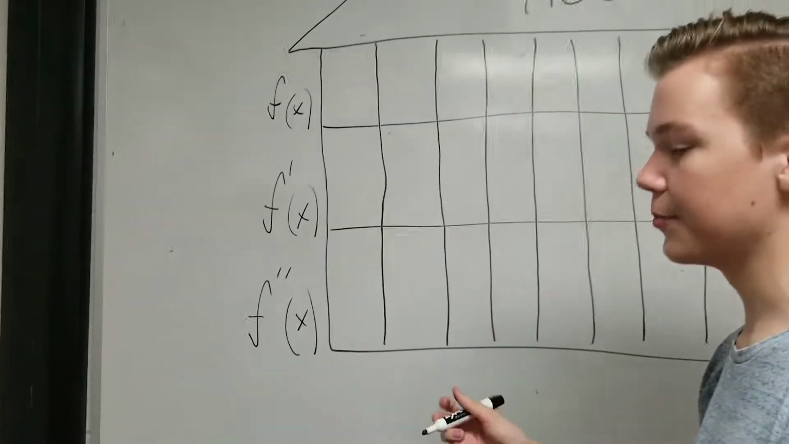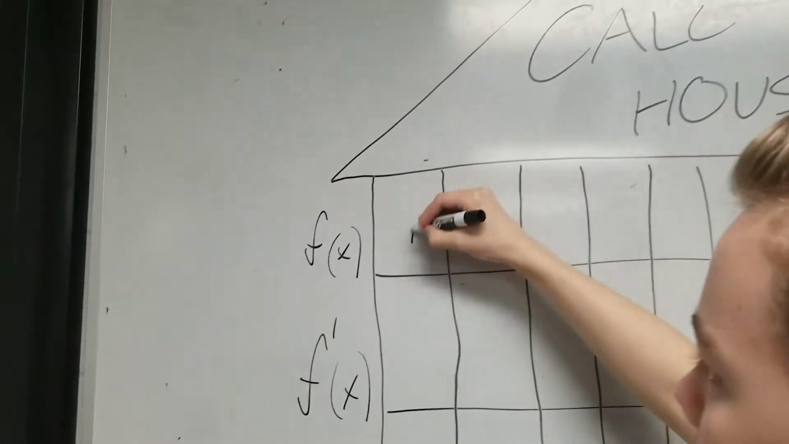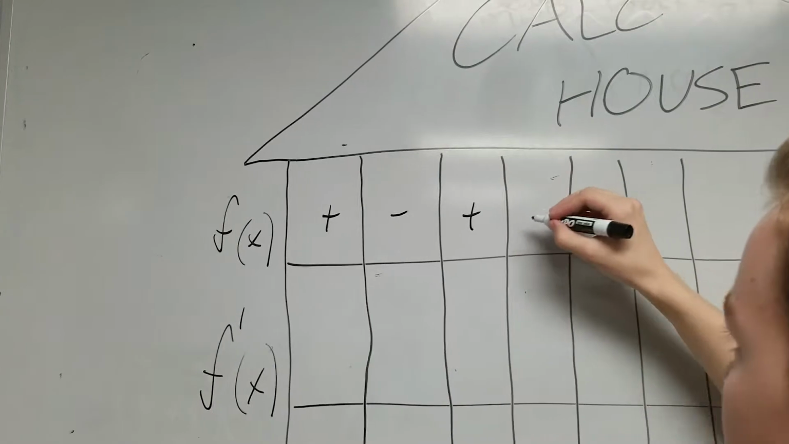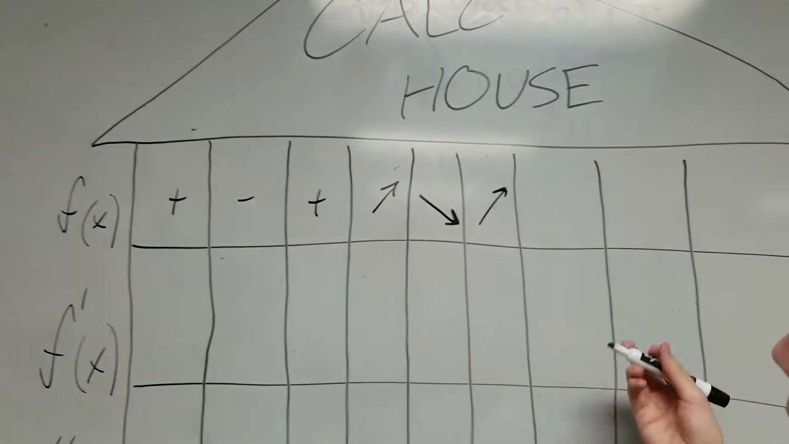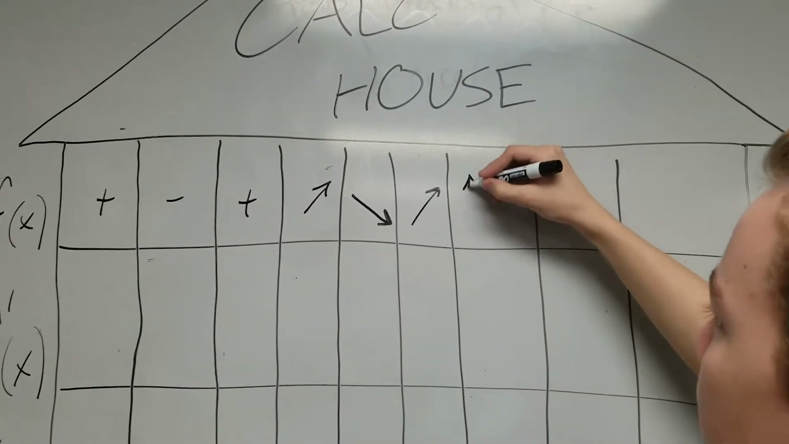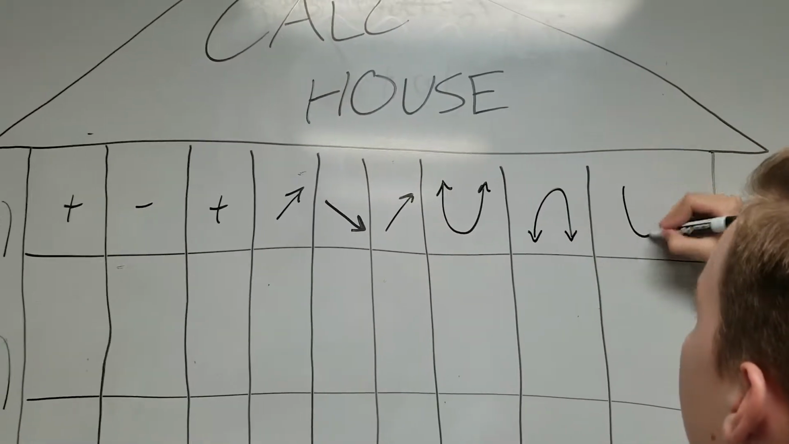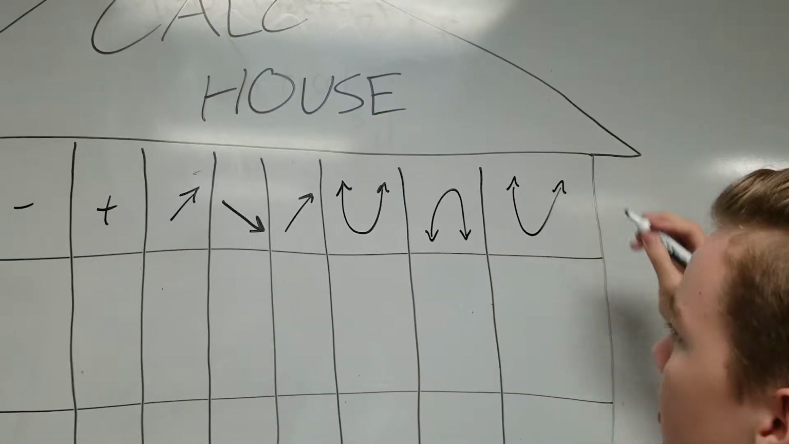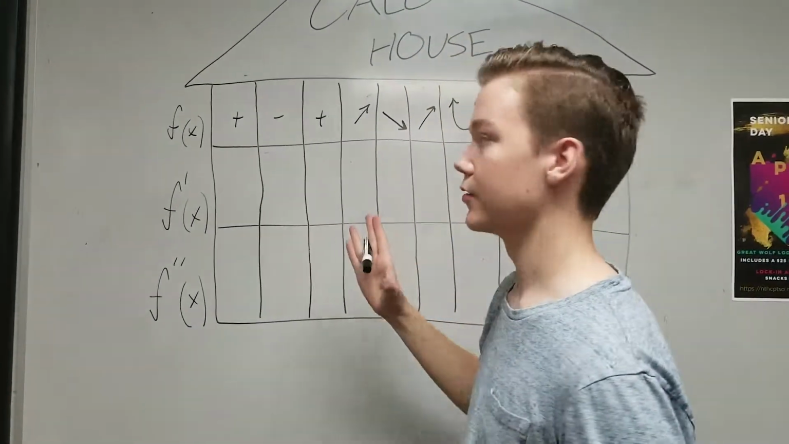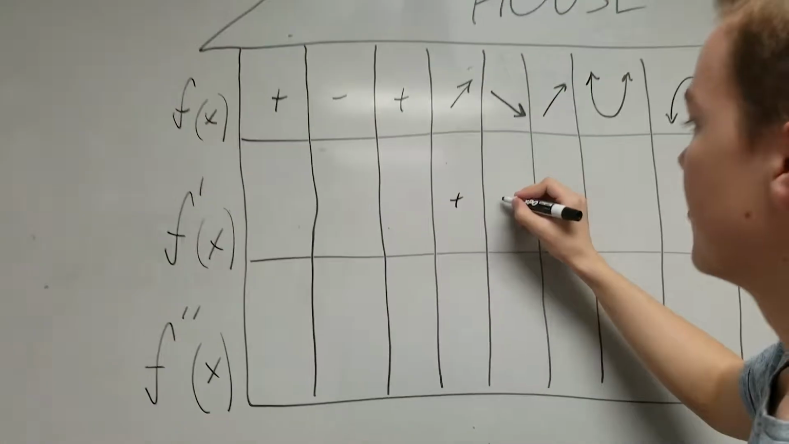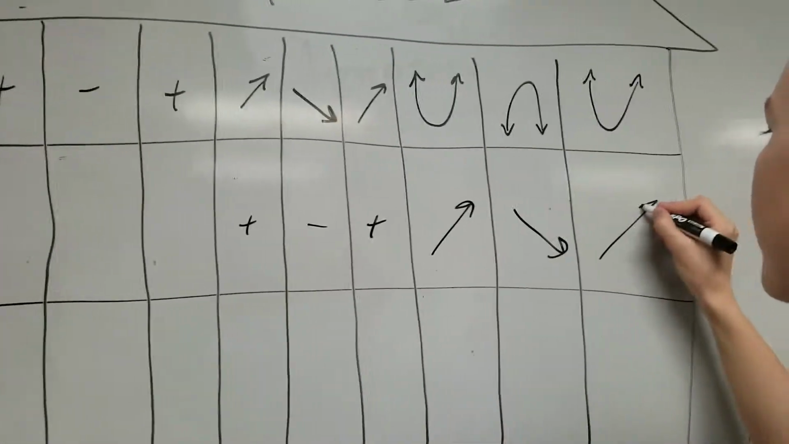So we start off by marking our parent function's components. So we have plus, minus, plus, up, down, up, or up to the right, down to the right, up to the right, and then open upwards, open downwards, and open upwards once again. And then what we're going to do with our derivative is we're going to write the exact same thing, but 3 spaces to the right. So we have a plus, minus, plus, up to the right, down to the right, and up to the right.